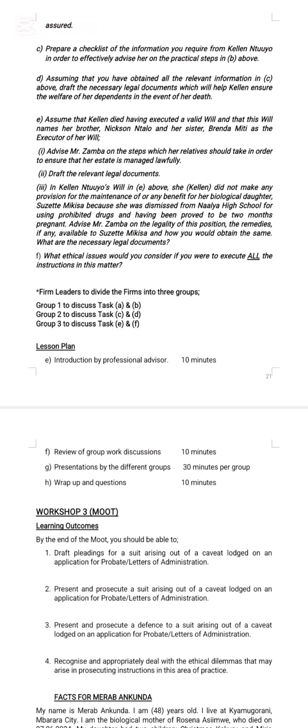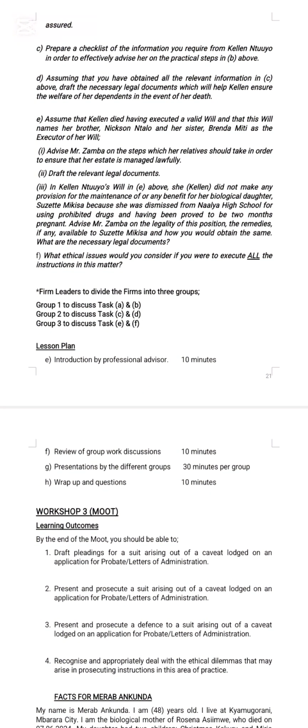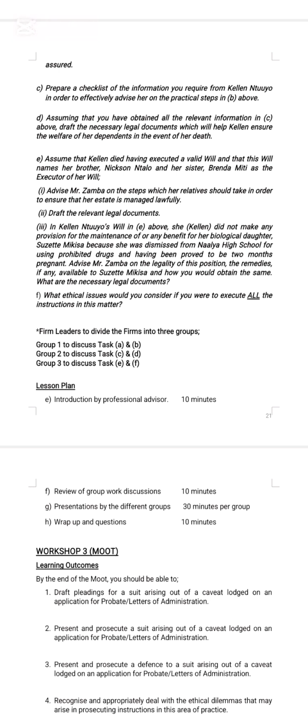Then assume that Karen died having executed a valid will and that this will names her brother Nixon Taro and her sister as the executors of the will. Advise Mr. Zembo on the steps which her relatives should take in order to ensure that her estate is managed lawfully. So basically here above we have drafted a will and also a trust deed.